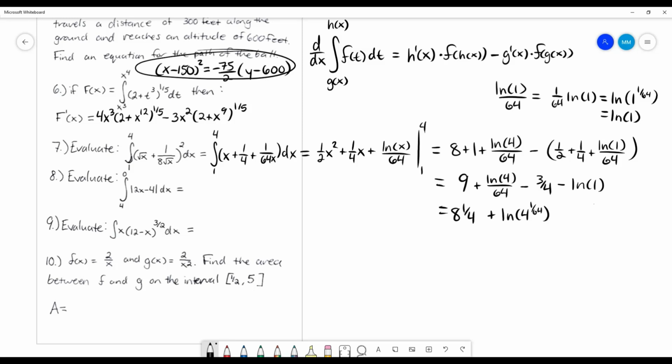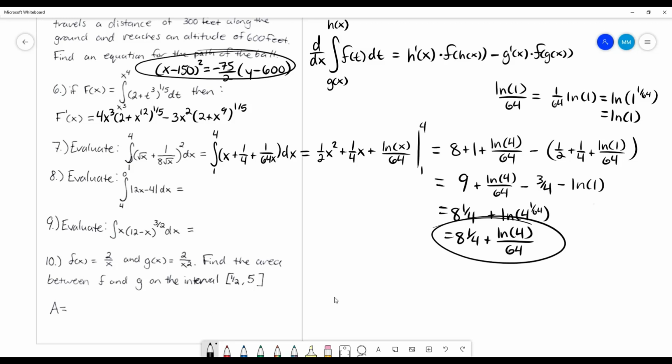So this 8 1/4 plus, and I'm going to rewrite that as I had it before. This is probably the most simplified we can write that. And that is our answer. I believe you can put it into the homework that way, but feel free to put that into a calculator and put in a numeric answer instead.